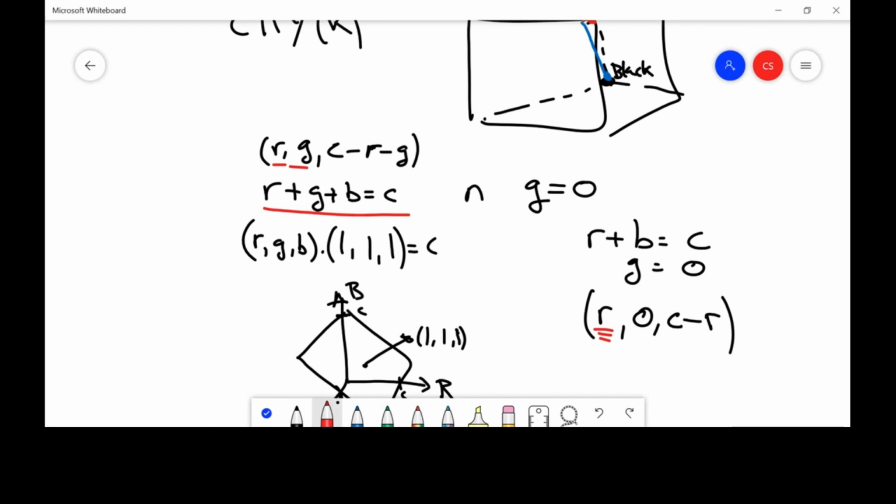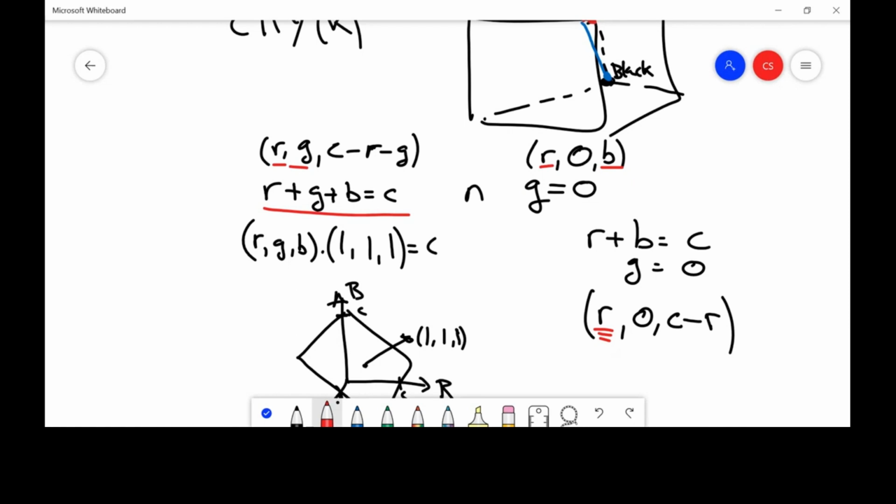What about this one? What are all the points that belong to this plane? So R can be whatever, G has to be 0, and B can be whatever. So again, I have 2 degrees of freedom, and that is why those are also a plane.